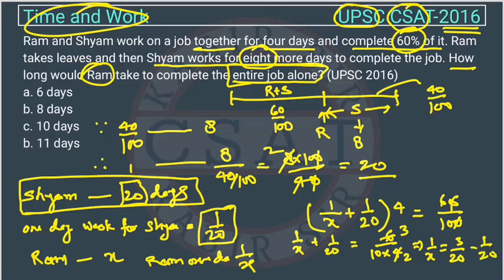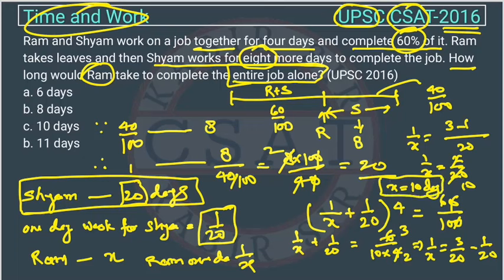So let's take LCM 20. So it will become 1 upon x is equal to 3 minus 1, so 1 upon x is equal to 2 upon 20. So 2 will cancel this, so this will be 10. So x will be 10 days. So what is x? x is the number of days Ram can complete the work alone, right? So this is 10. So the answer is option C. So this is the right answer, right?